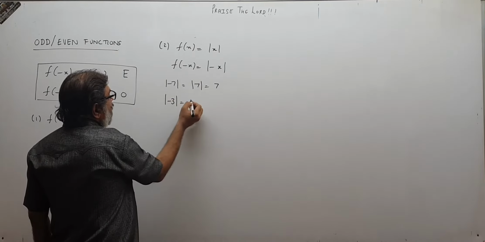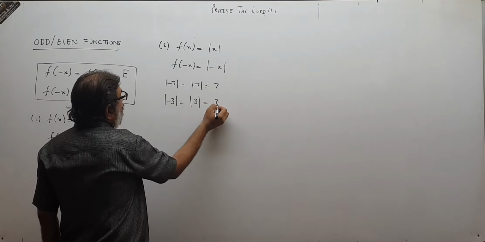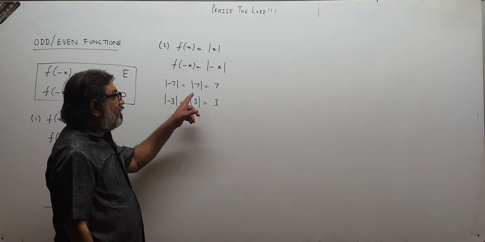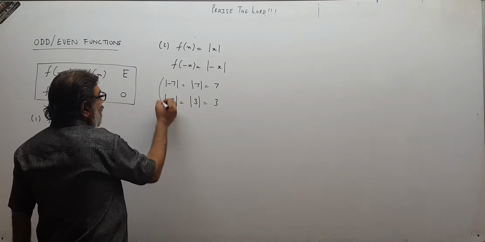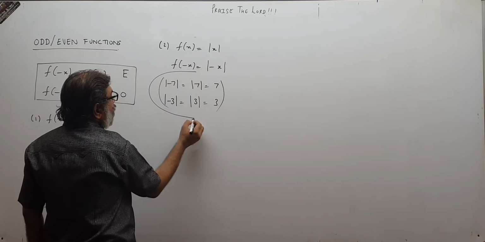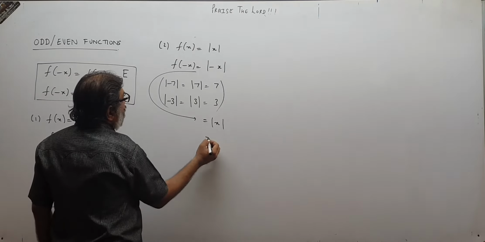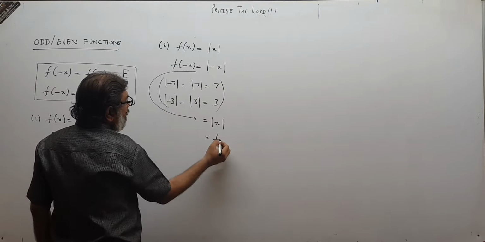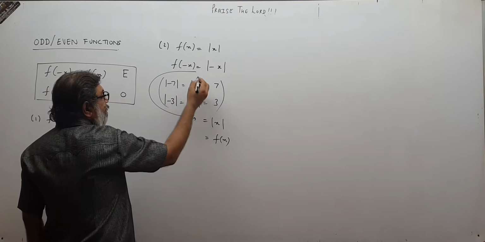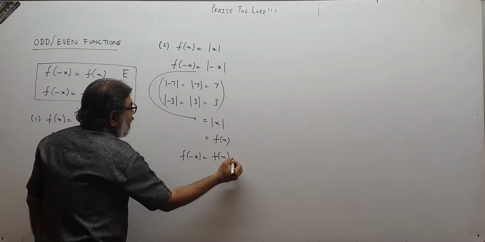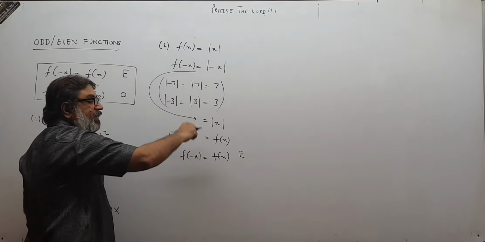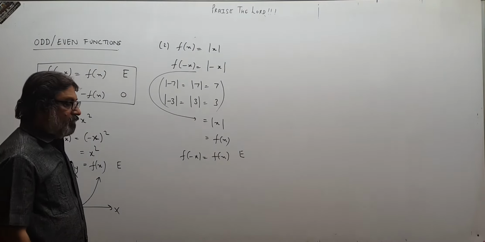Mod of minus 3 will be as good as mod of 3, and that will be 3. So mod of x and mod of minus x are the same. Keeping that in mind, this becomes equal to mod of x, and mod x means f(x). So f of minus x is found to be f(x). Therefore this function f(x) equal to mod x is an even function.